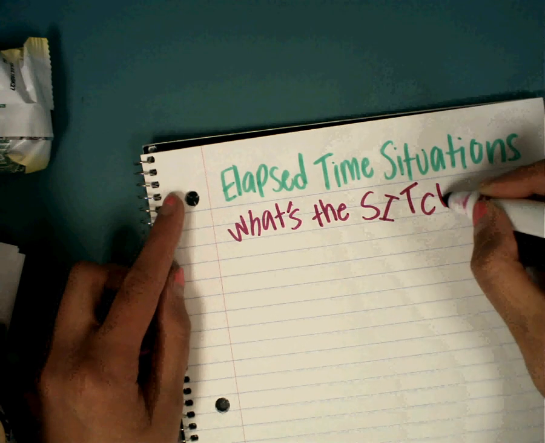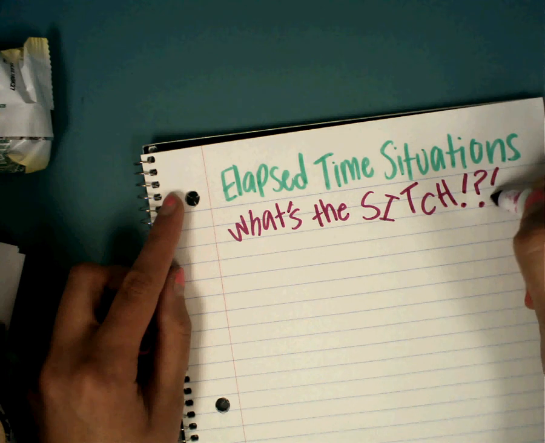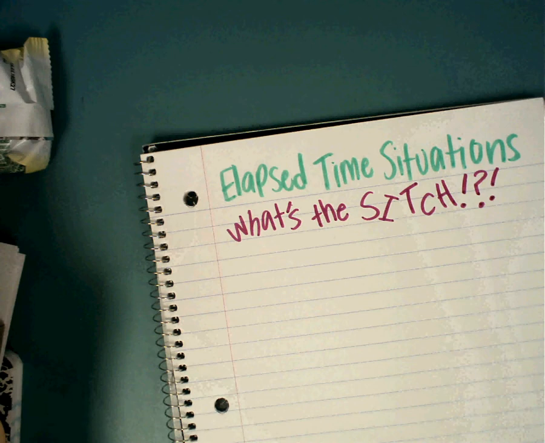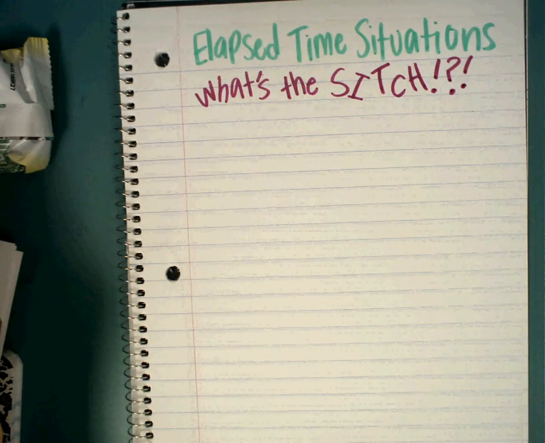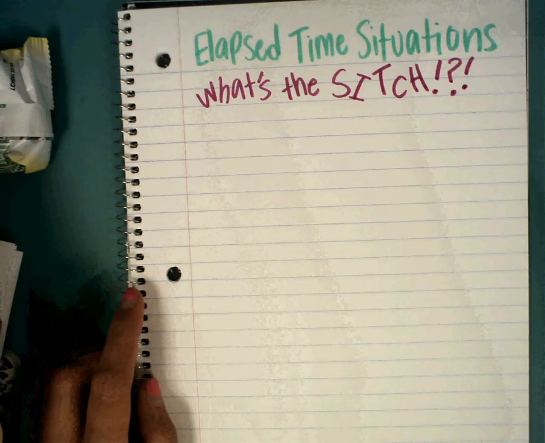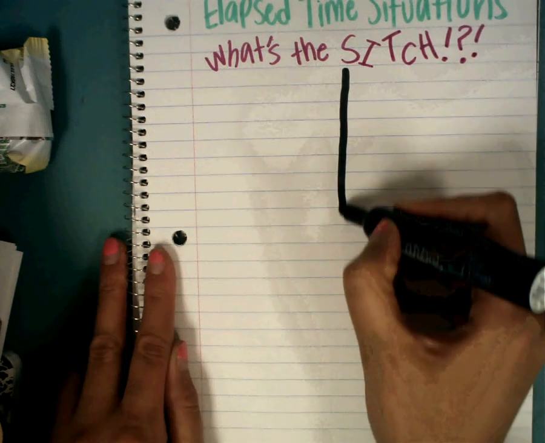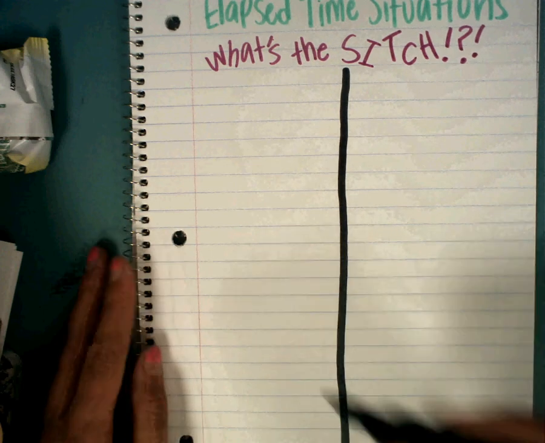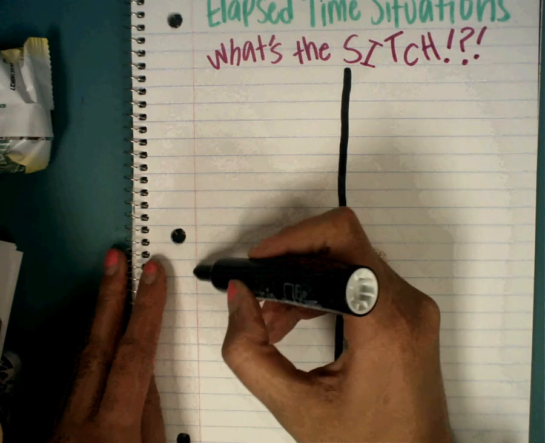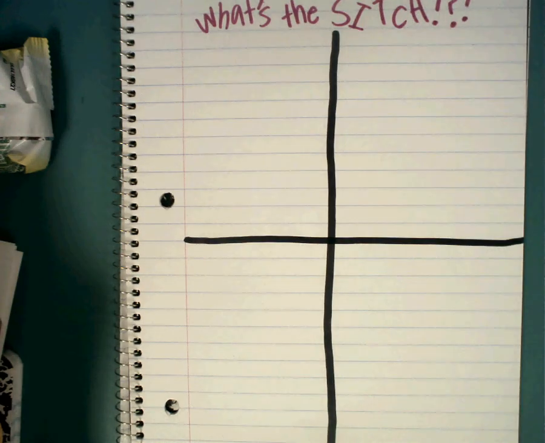What's the sitch? Okay. So we, again, have two different situations. So we're going to divide our page into fourths, like so. All right. So, sitch one. Sitch one, and again, sitch is short for situation.